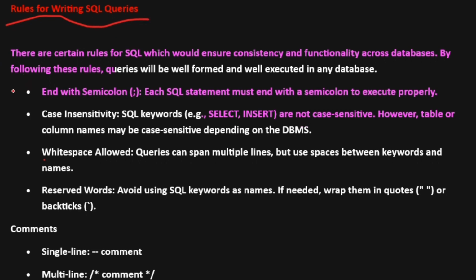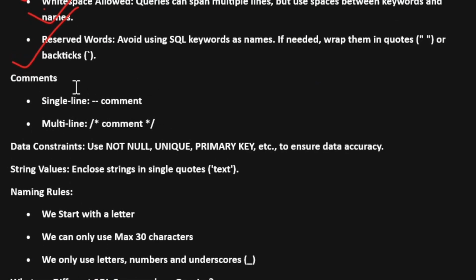So the rules of writing SQL queries: the first rule, end with the semicolon, is the most important rule for executing a query properly. After that, case insensitive, white spaces allowed, and reserved words. After that, the comments. There are two types of comments in SQL, single line comment and multi-line comment. A single line comment uses two hyphens, and a multi-line comment uses slash star and star slash.